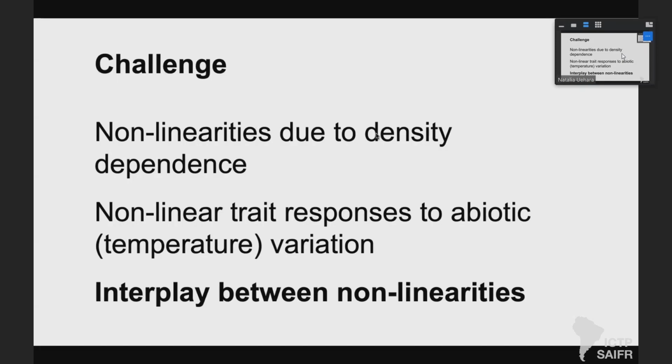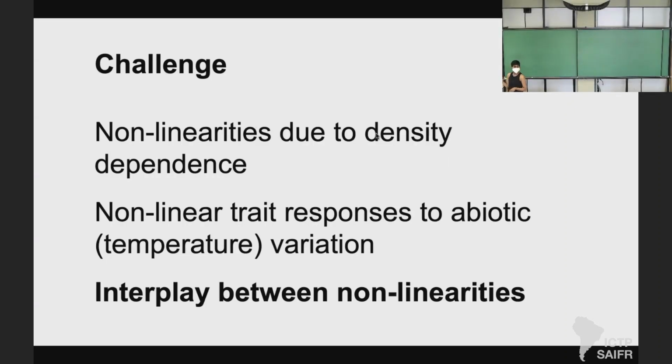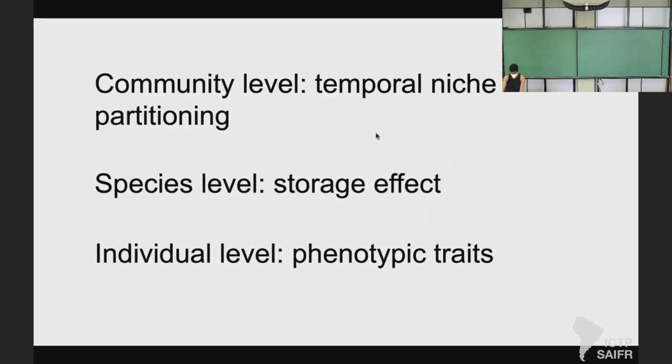And then I'm going to show you an example from my own studies from this insect system where we tested this, okay? Right. So now this is this hierarchy. At the community level, we have temporal niche partitioning. At the species level, we have the storage effect. At the individual level, we have phenotypic traits. What are these? Birth rates, death rates, maturation rates, attack rates, handling times, things like that, okay?